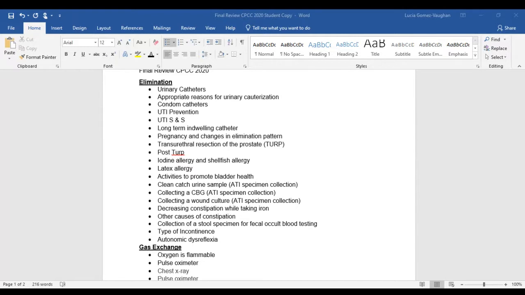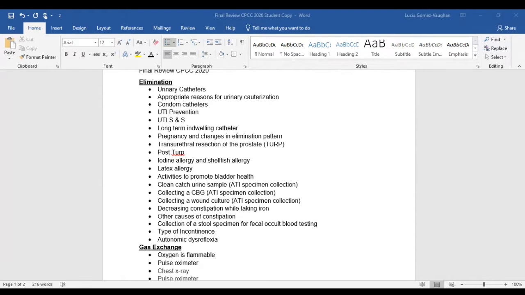Latex allergy. This is an allergic response that can lead to issues with skin integrity. We want to realize that there are certain allergies that have a cross allergy with latex. These include bananas, avocados, kiwis, plums, peaches, cherries, apricots, figs, papayas, tomatoes, potatoes, and chestnuts. So people allergic to these foods could possibly have a cross allergy with latex.